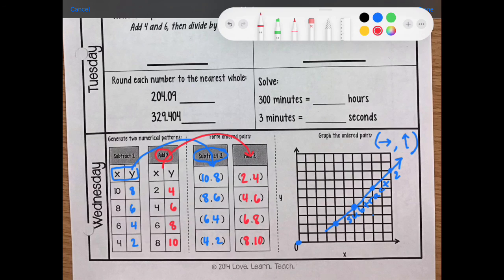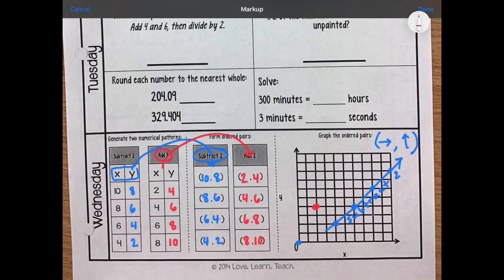So now I'm going to do our function of add 2. So always start at the origin. I'm going over 2 and up 4. Over 4 and up 6. Over 6 and up 8. Last but not least, over 8 and up 10. We connect those, and then we're going to write that rule, which is add 2.